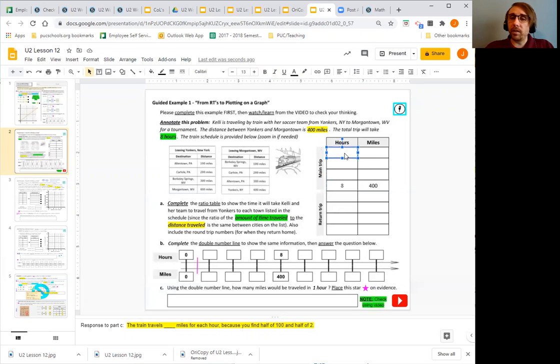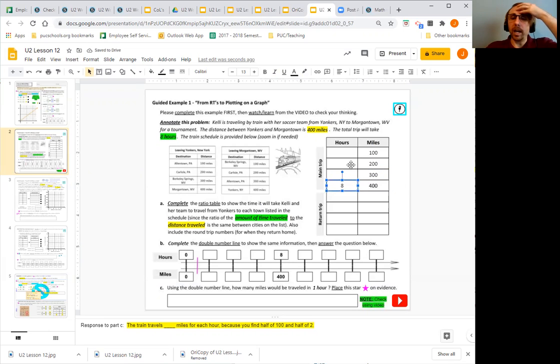So then that helps us to figure out the main trip. What happened in the main trip? Well, actually, we could just copy the distances from the table because the distance between each city is the same as what builds up to 400. So we have 100, 200, 300, and then 400. The time is the one that we have to kind of calculate.